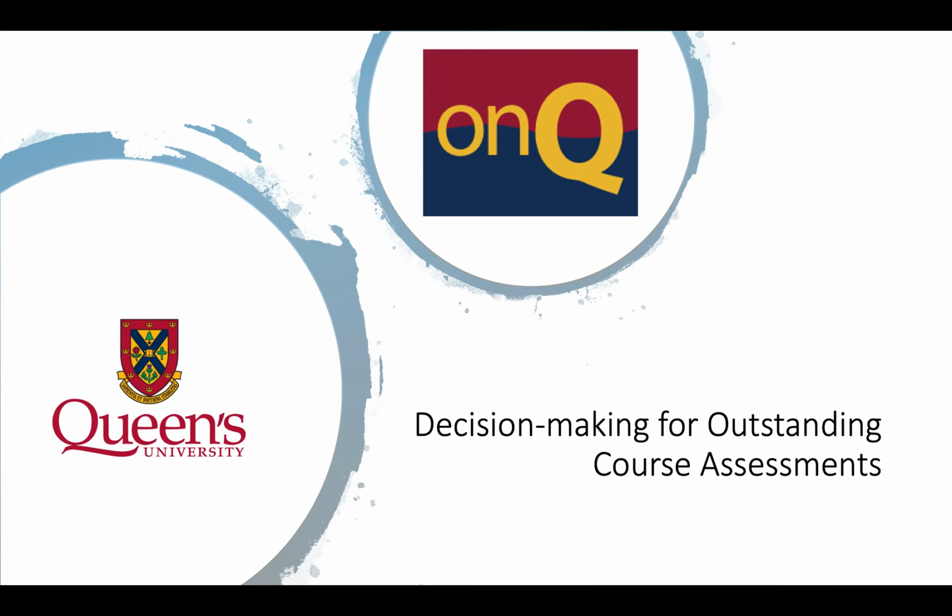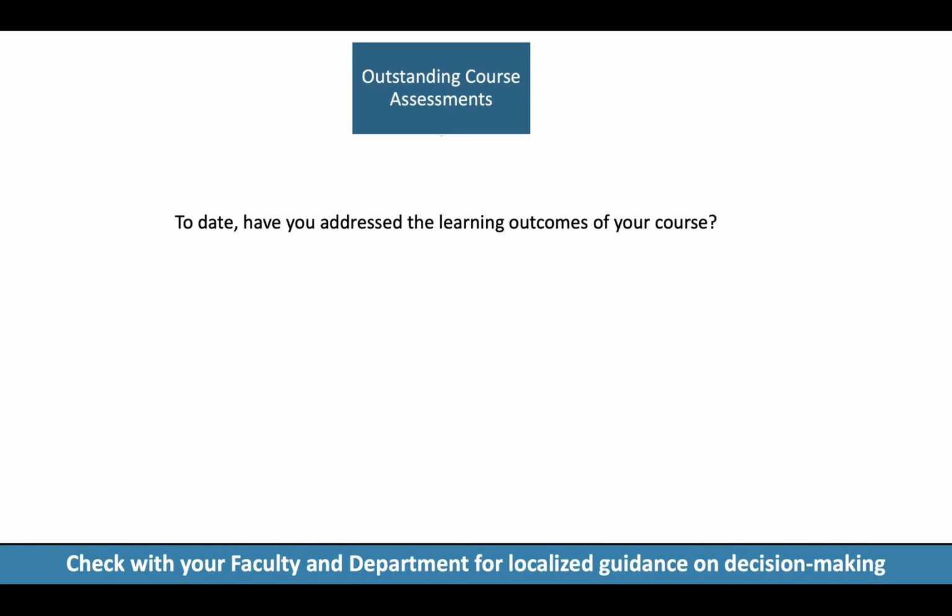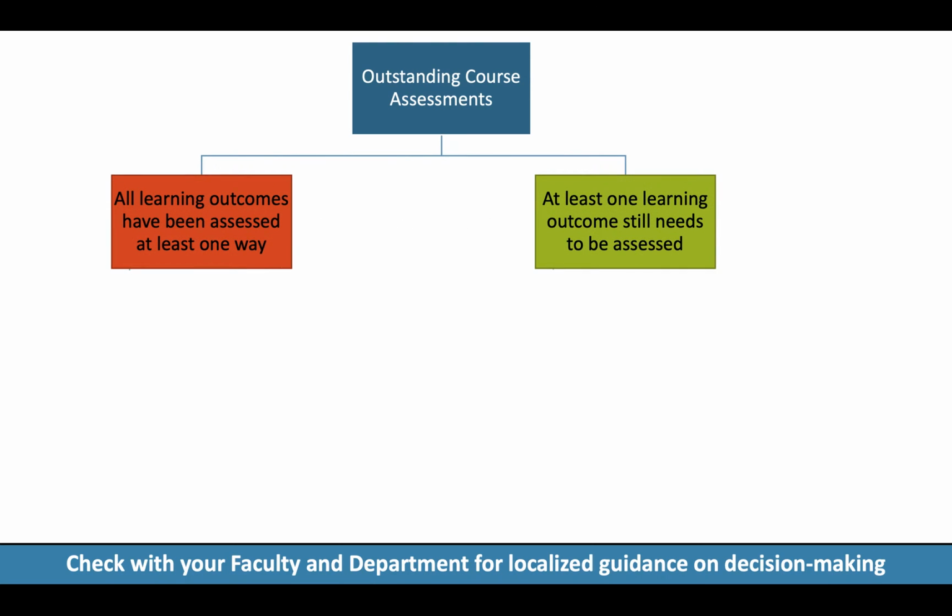This video offers some strategies for decision-making around any outstanding course assessments that you're trying to make a decision as to how to proceed from here. So the case being that you still have some remaining assessments as part of the course, and the question really becomes, to date, have you addressed the learning outcomes in the course? And there's really two possibilities here. So either all of the learning outcomes have been assessed at least one way, or at least one learning outcome still needs to be assessed.